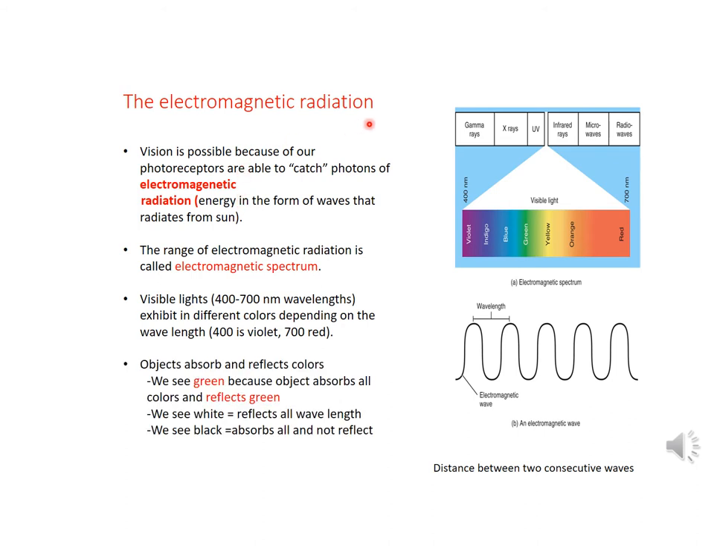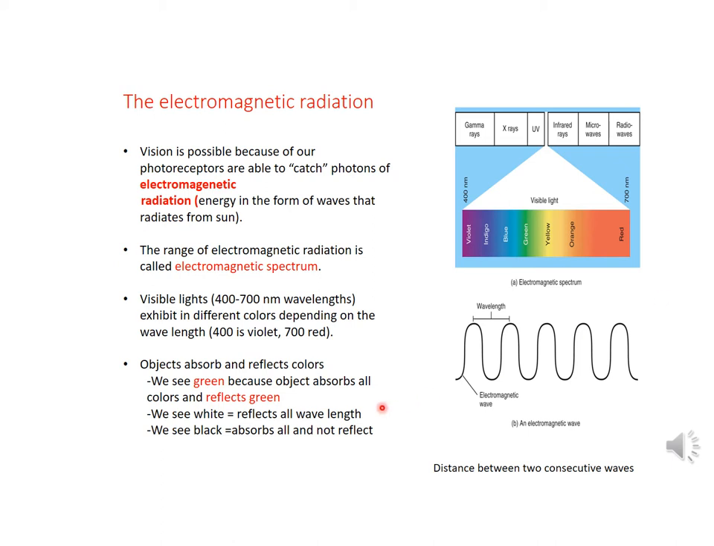Vision is possible because our photoreceptors can detect photons of light ranging from 400 nanometer wavelengths to 700 nanometer wavelengths. What is the meaning of wavelength? It is the distance between two consecutive waves. The wavelength is defined as the distance between two consecutive waves. And our photoreceptors can detect the visible light waves that range from 400 nanometers to 700 nanometers. And we have multiple colors present in this visible light spectrum.